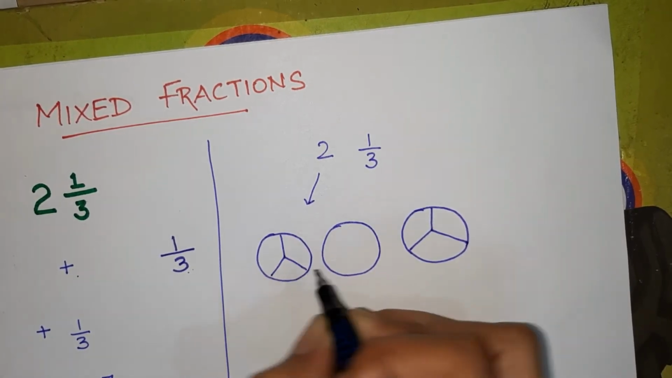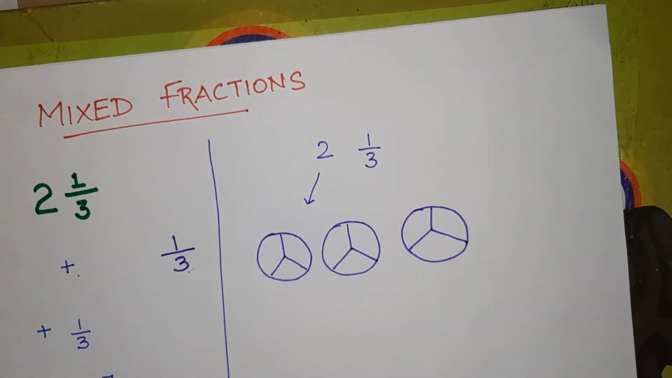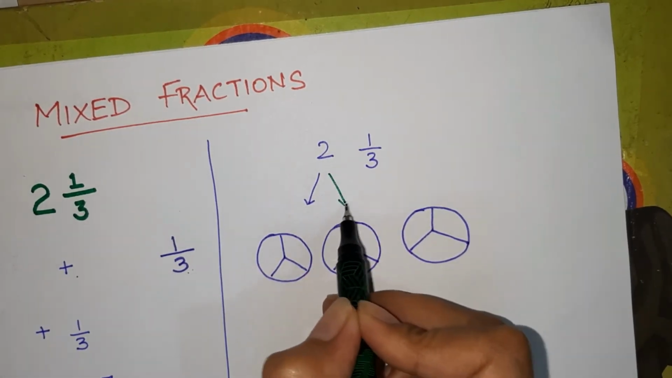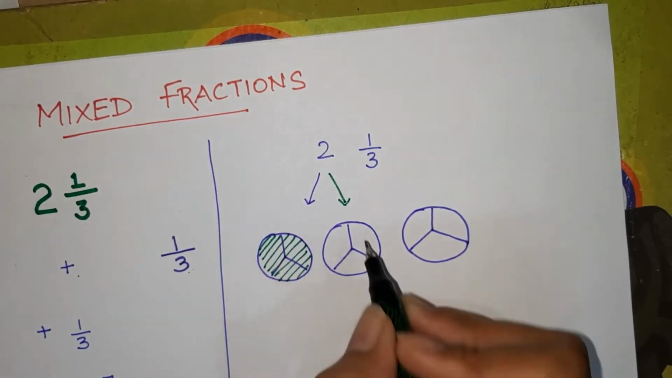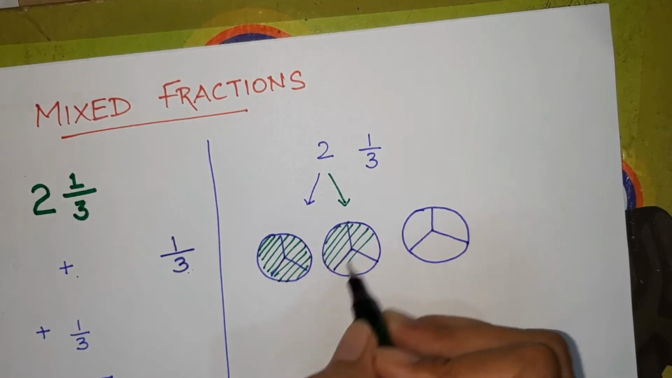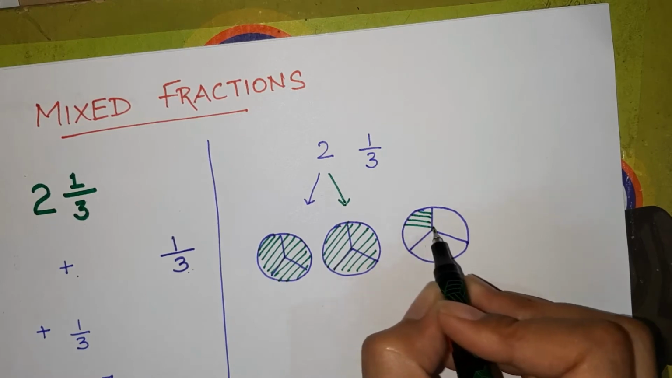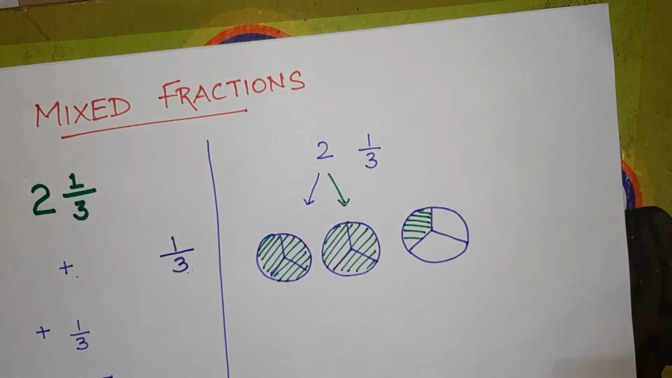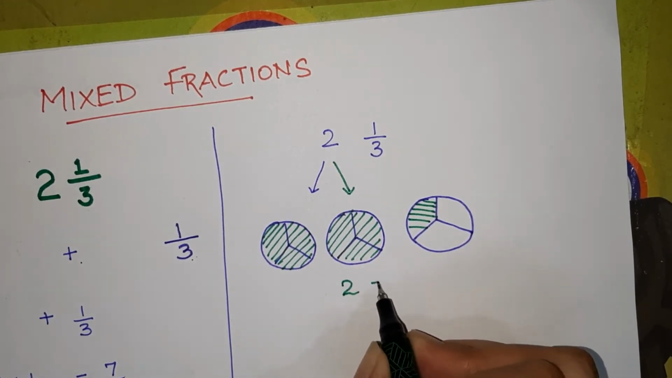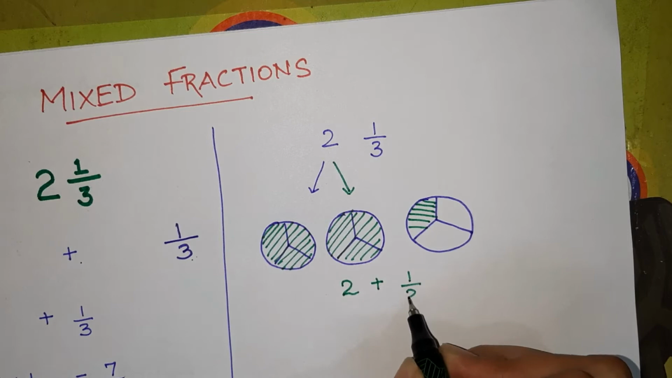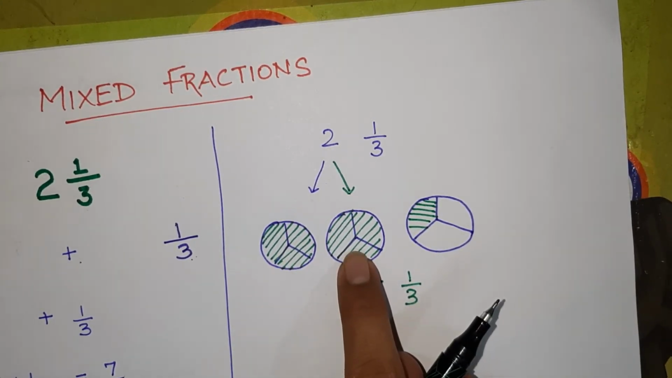All these pizzas are divided into 3 equal parts, but if we are talking about 2, we are talking about 2 whole pizzas. And for 1/3, we are just considering one part out of 3 parts. Now we have 2 whole pizzas plus 1 by 3 part. These two circles can be looked at in a different way.